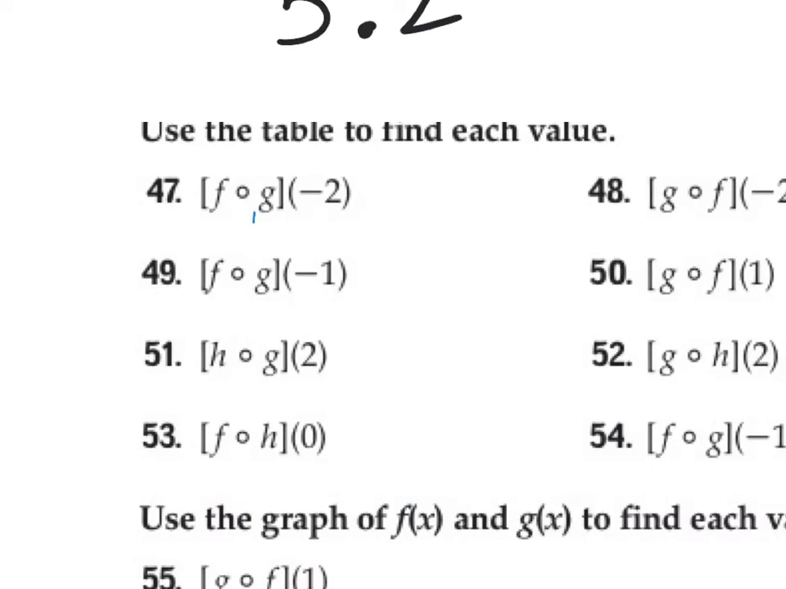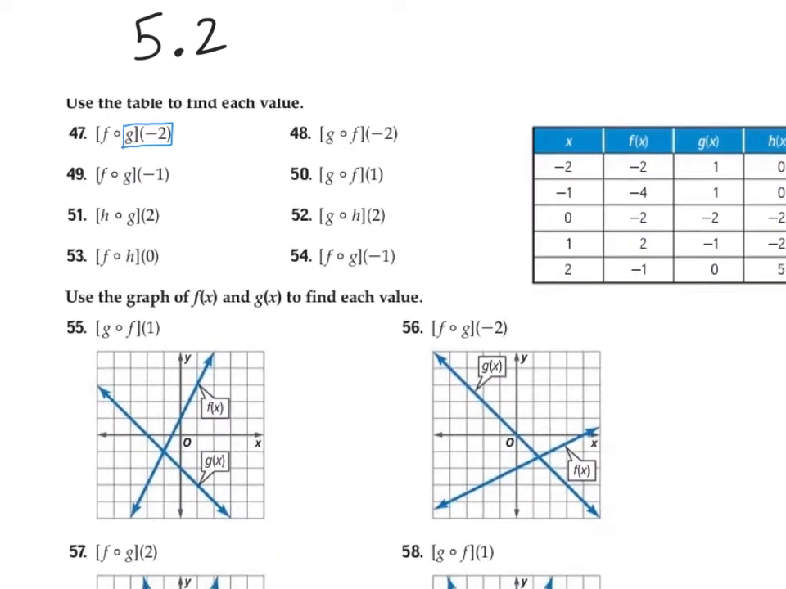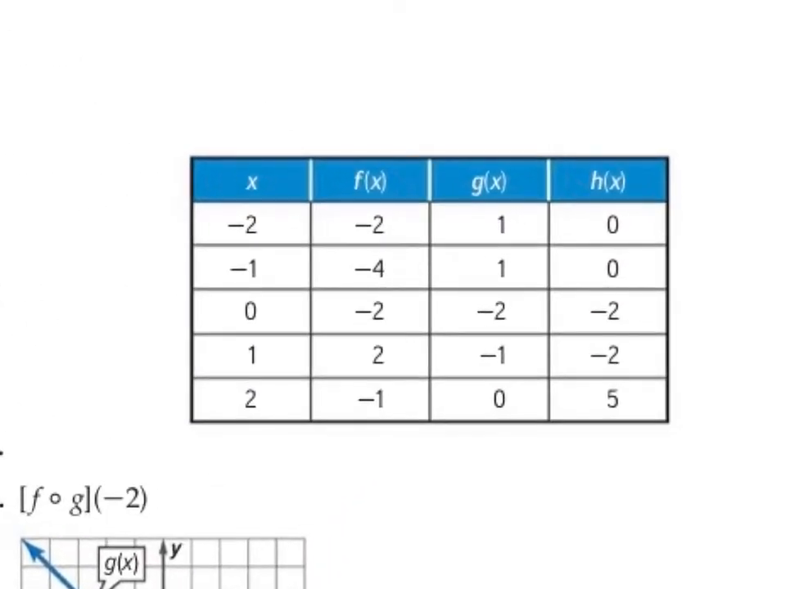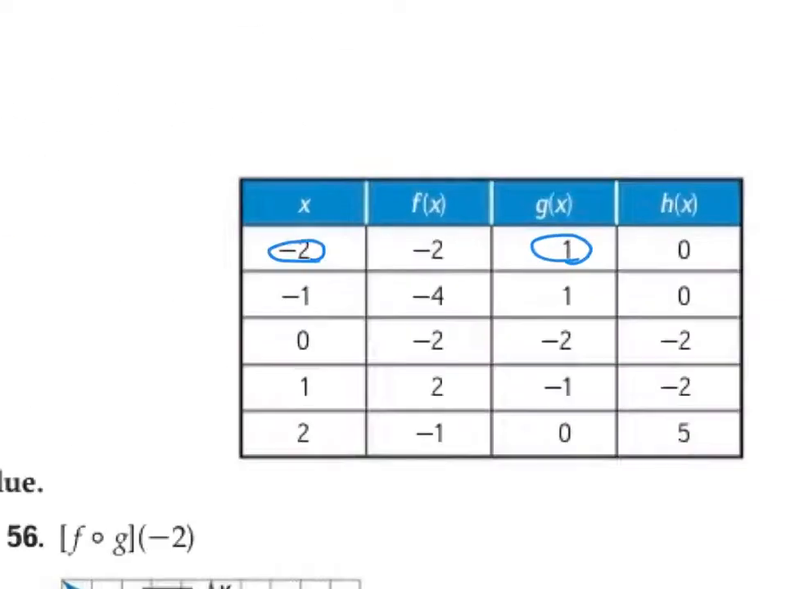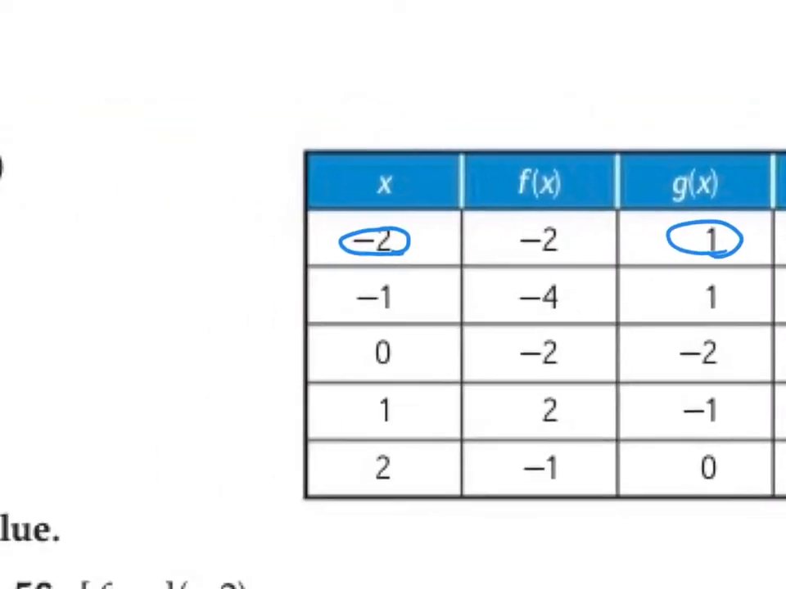So when I see this, we're first going to figure out this value. So g of negative 2. And if you remember from 5.1, finding g of negative 2 is going to the negative 2 column and seeing what g is. So g of negative 2, we can see from the table, is 1.